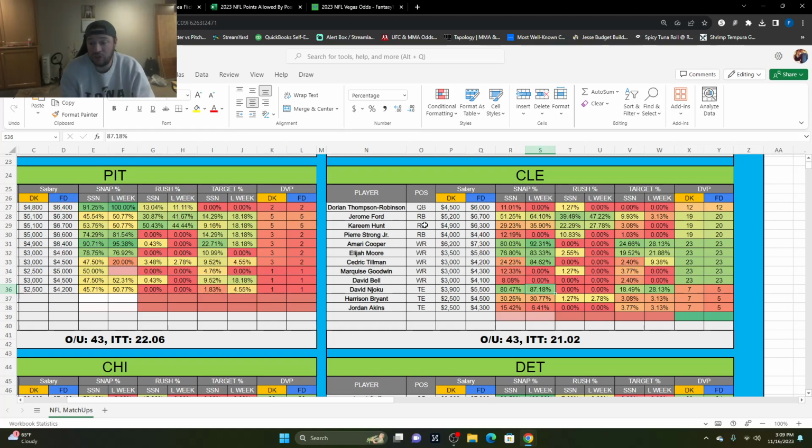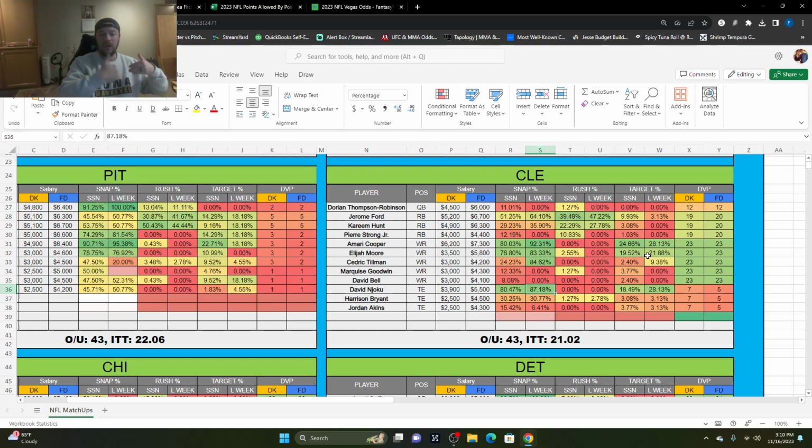Tournament-wise, I'm okay with tournaments. I don't want to go through everything. If you want to see this matchup tool, it will be linked down below. You can see the snap percentages on the season versus last week, rush percentages, target percentages, and all of that. The wide receivers make a good spot. Amari Cooper I'm okay with. Elijah Moore I'm okay with. That's probably it.